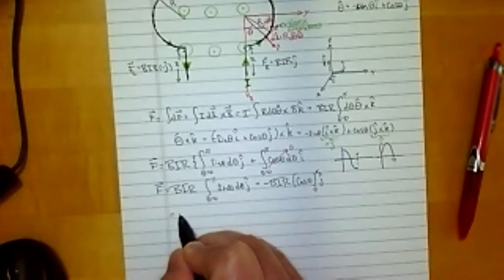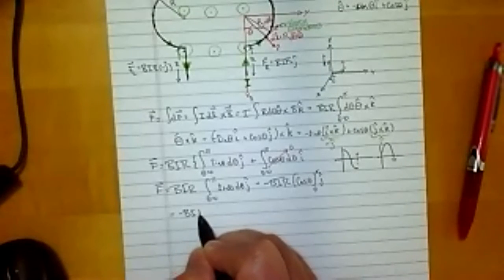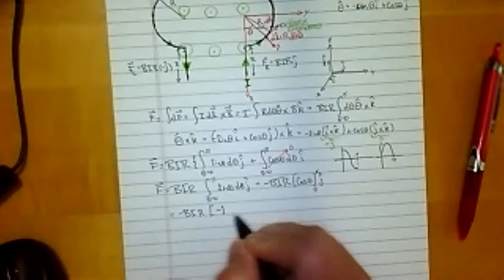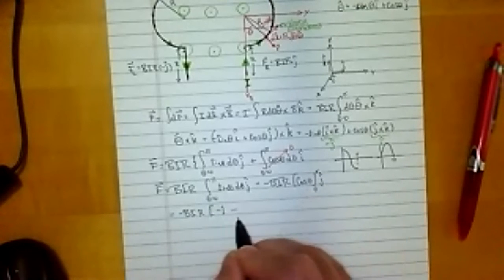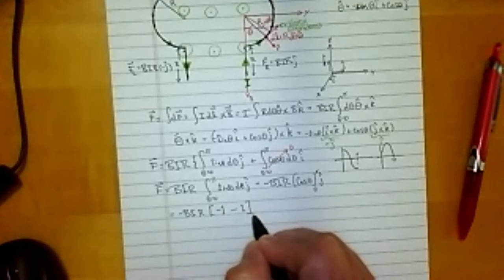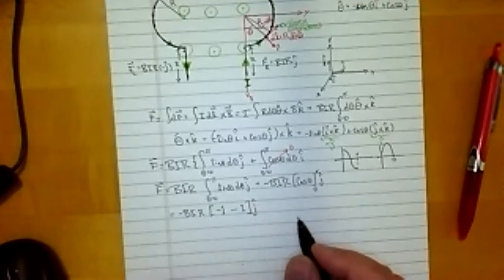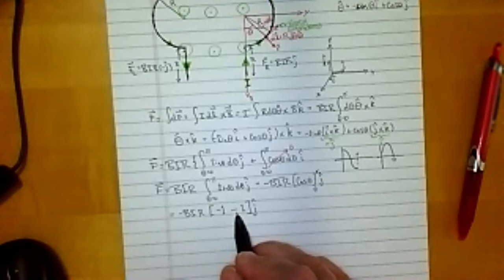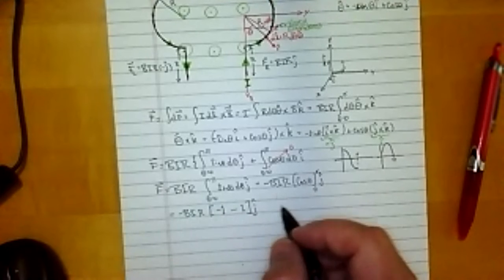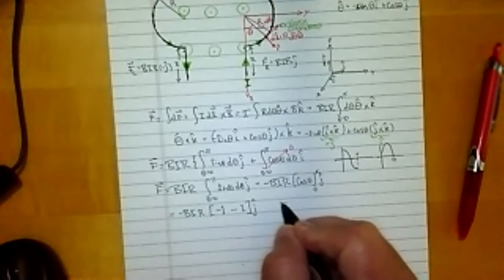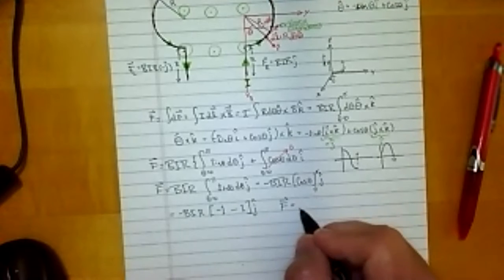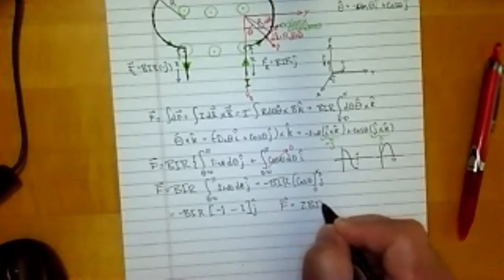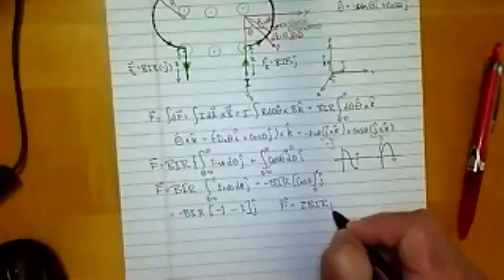So I get negative B I R. Now the cosine of pi is negative 1. I have to subtract from that the cosine of 0, which is 1, and then the j hat's going to be there. So I get negative 1 minus 1, which is negative 2, times negative, which is positive. So finally, the total force on that one is equal to positive 2 B I R j hat.